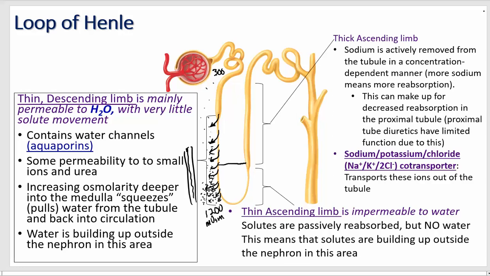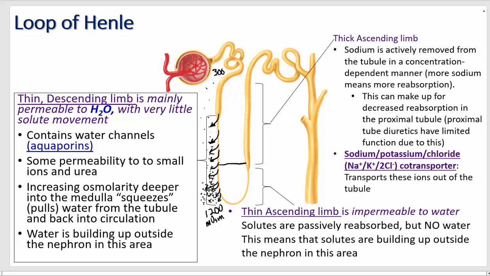because we have capillaries that are running along there. So water is building up outside the nephron in this area. But the concentration is high, so all that water moving out is diluting that concentration. But we're going to see why that doesn't stay diluted. It's because that water is going to be pulled back up again.